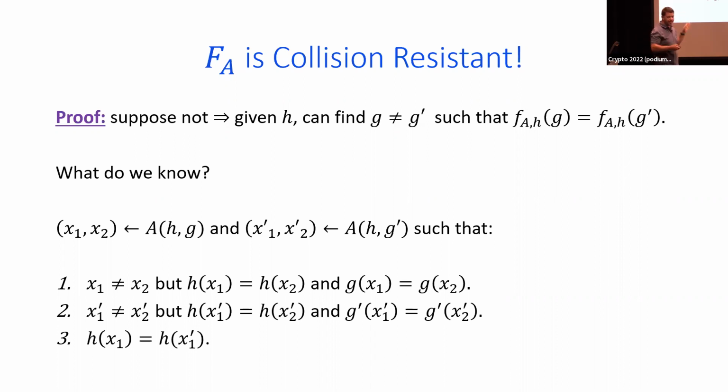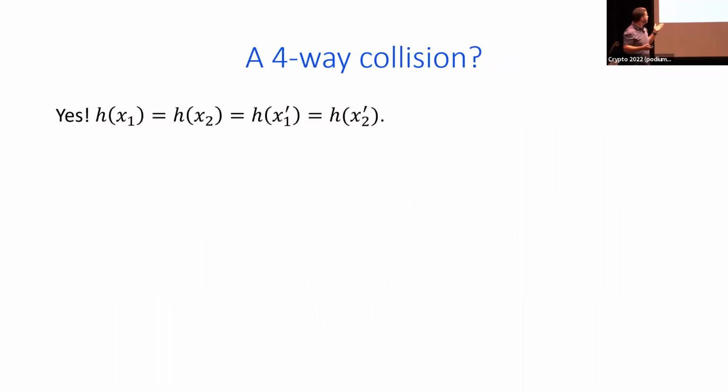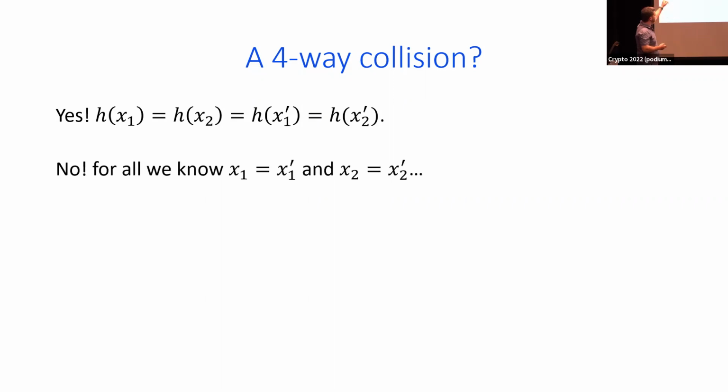Okay, so we seem to be in fantastic shape because we found a four-way collision, right? We have that H of X1 is equal to H of X2, equal to H of X1 prime, equal to H of X2 prime. But you'd be somewhat suspicious because we haven't used any property of G yet, right? The catch is that no one guarantees that these four inputs are distinct. For all we know, it could be the case, for example, that X1 is equal to X1 prime and X2 is equal to X2 prime, which is a problem. We need for them to be distinct.